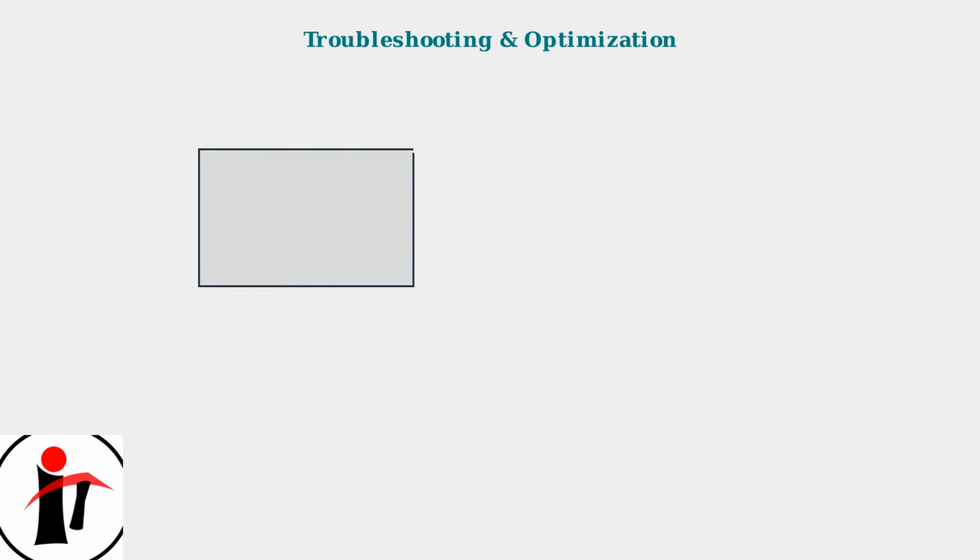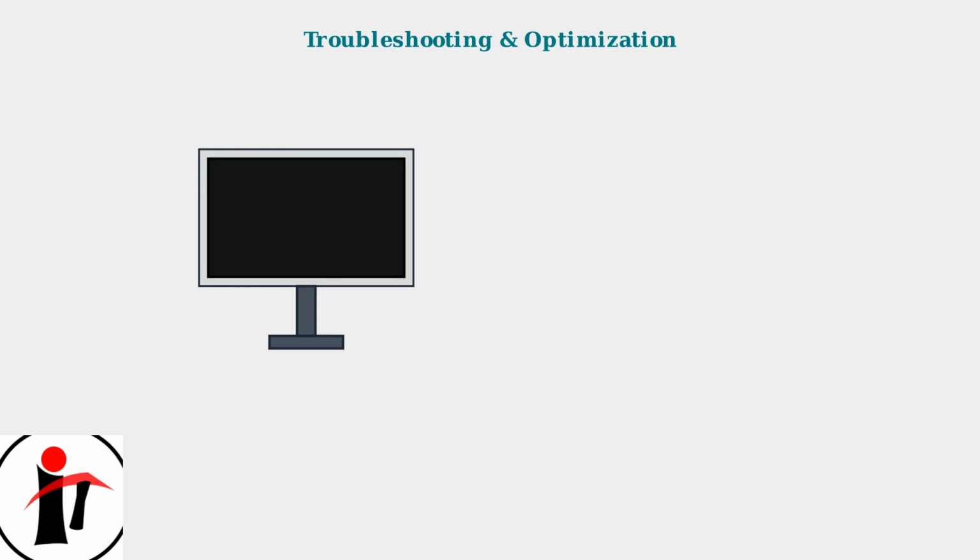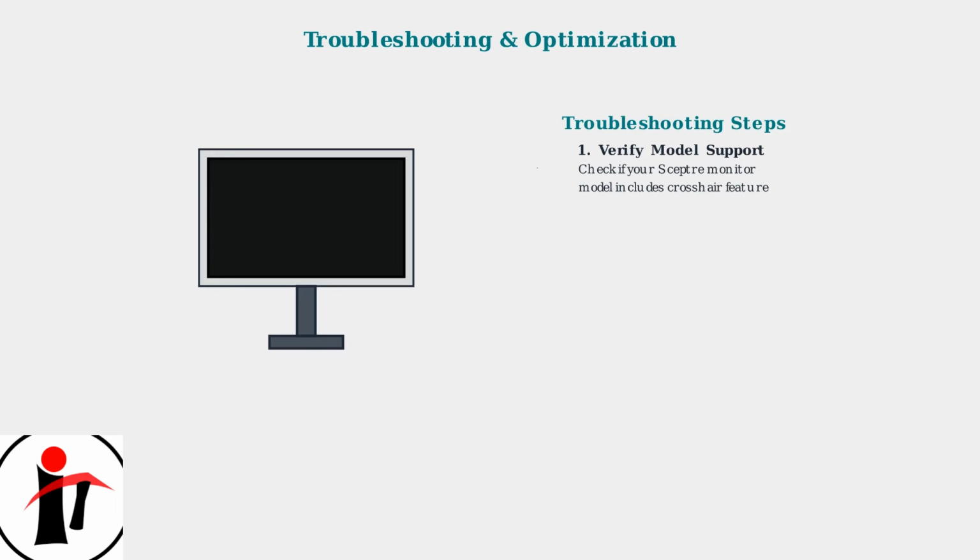When your crosshair isn't appearing on your Sceptre monitor, there are several troubleshooting steps you can follow to resolve the issue. First, verify that your specific Sceptre monitor model actually supports the crosshair feature. Not all Sceptre monitors include this gaming enhancement. Check for available firmware updates. Sceptre regularly releases firmware updates that can add or enhance crosshair functionality on existing monitors.